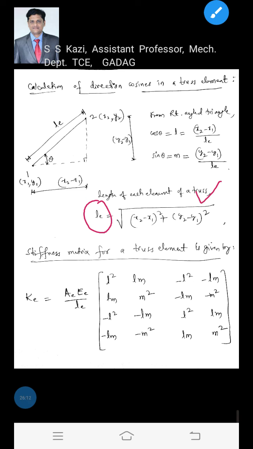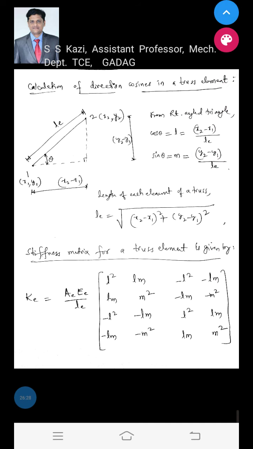But coordinate values should be known. The coordinate values of all the nodes of a truss should be known to us. If the coordinate values are known, we can find out the direction cosines l and m, and also the length of the element of a truss structure.